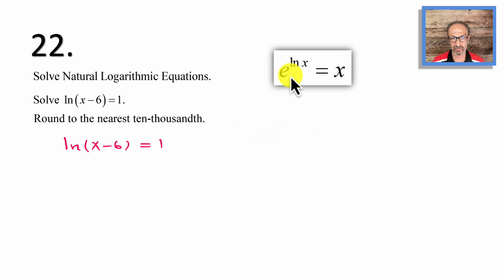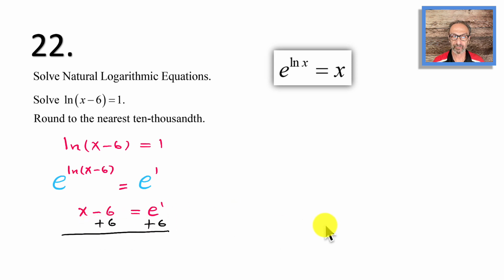What do I mean? To apply this right here, we need to have those as exponents with base e, just like this. Left hand side is just like this. ln and e will cancel each other, and x minus 6 drops down right here by itself. Just like this, x drops down by itself. So we have on the left x minus 6, on the right side e to the first, or just e. Add 6 to both sides to leave x alone. And I have x equals e plus 6.